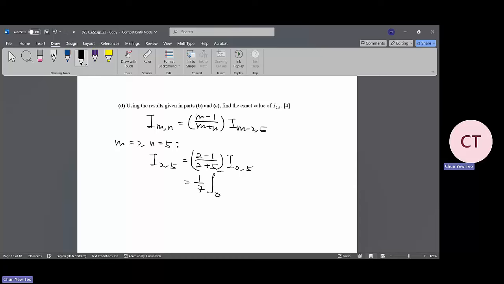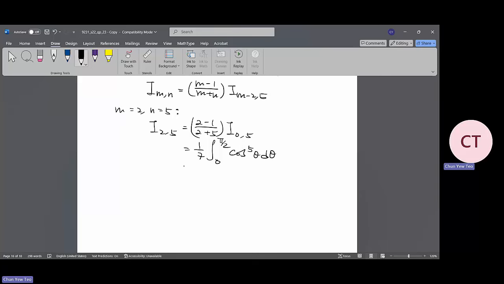I_0,5 is the integral from 0 to pi over 2 of sine to the power 0 theta cos to the power 5 theta. But we don't need to waste our time writing sine to the power 0, because we know it is 1. That means this is the same as the integral of cos to the power 5 theta d theta. Using the result in C, we know that it is 1 over 16 cos 5 theta plus 5 over 16 cos 3 theta plus 5 over 8 cos theta d theta. So we just integrate them one by one.